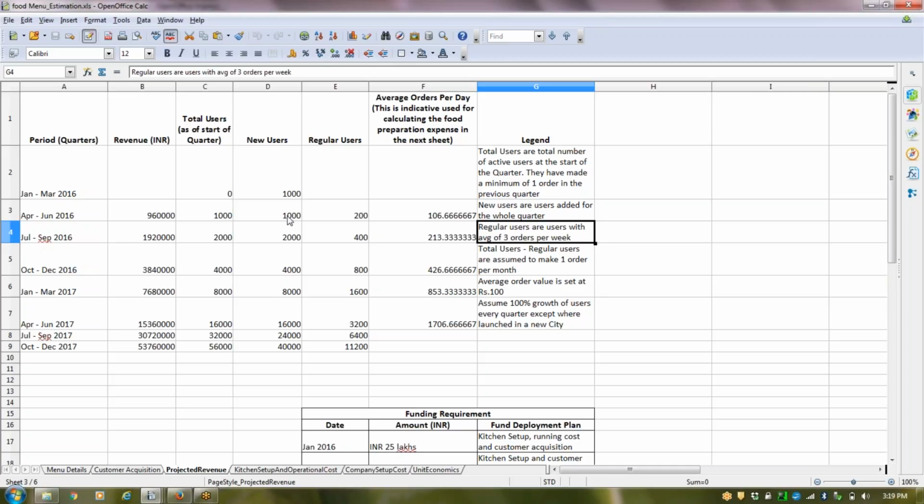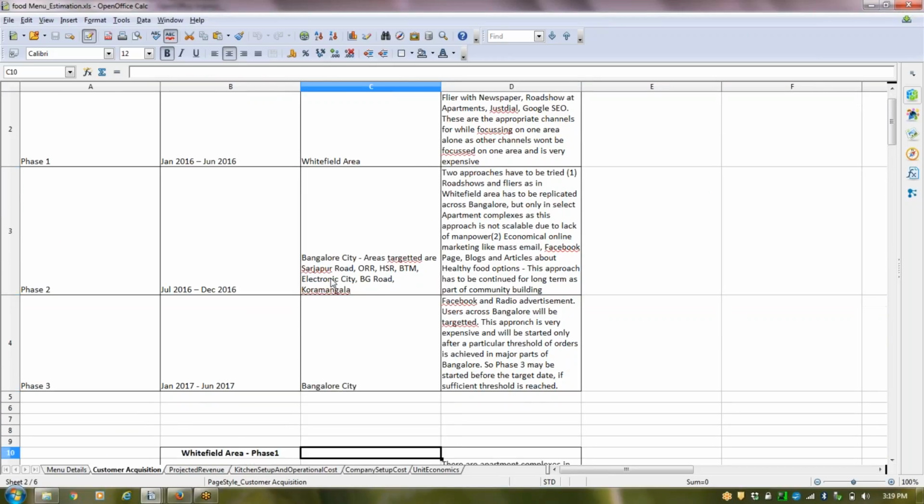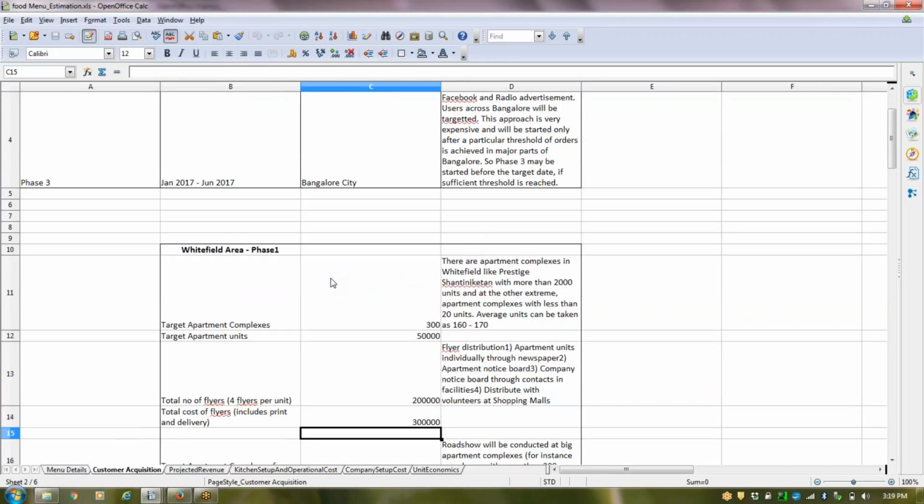So out of these 2,000 people, you are rightly assuming that 20%, that is 400 people, would be regularly ordering. That's a fair estimate. And how did this 1,000 or 2,000 people come in the first place? You need to look at the numbers. So over here they said they will target how many apartments? 50,000 apartments. So they're saying they'll target 50,000 apartment units and convert 2,000 as their customers.